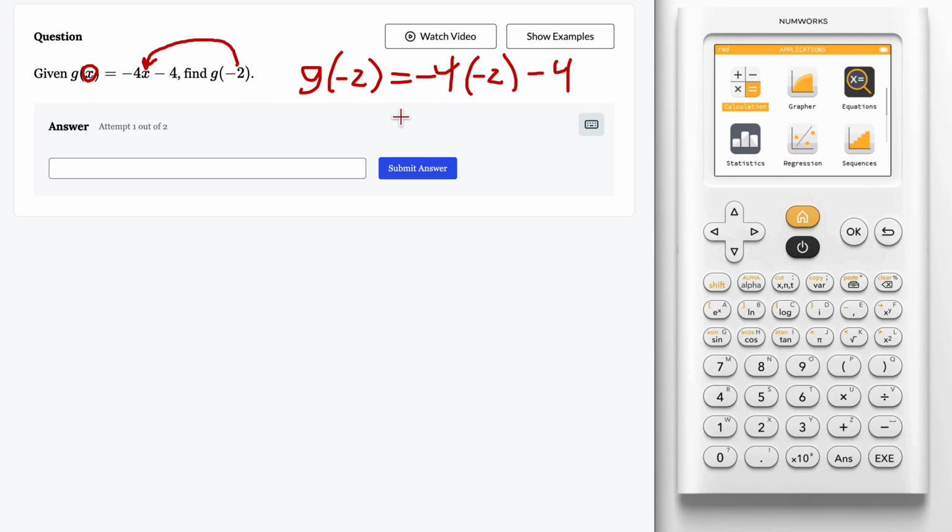Okay, so now I'm going to say, well, -4 times -2 is +8, and I'll bring my -4 down. All right, so -4, bring it down. 8 minus 4 is 4, so I know that g of -2 equals 4.